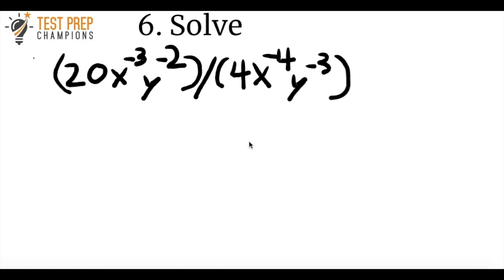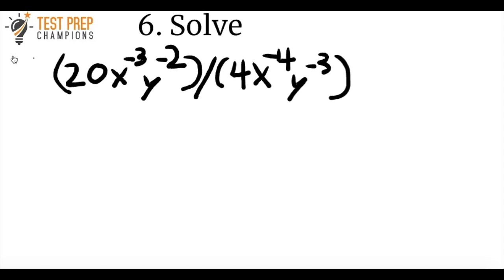So question number 6 is to solve the following. We've got 20 times x to the negative 3 times y raised to the negative 2 divided by 4 times x to the negative 4 times y to the negative 3. Pause the video now and solve this question. All right, hopefully you had a chance to try this, so let's go over it.